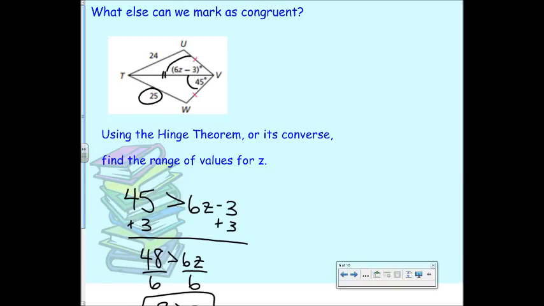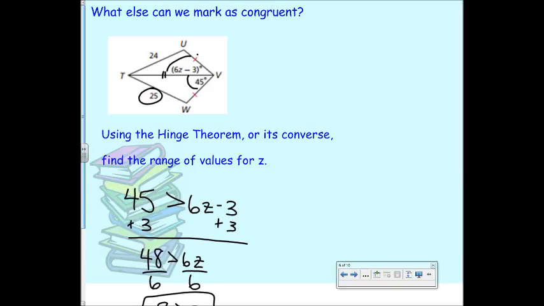So the Hinge theorem tells you if two sides are congruent. Could you have done this if you didn't know that these two sides and these two sides were congruent? No. All right, to use the Hinge theorem, you have to have two congruent sides.